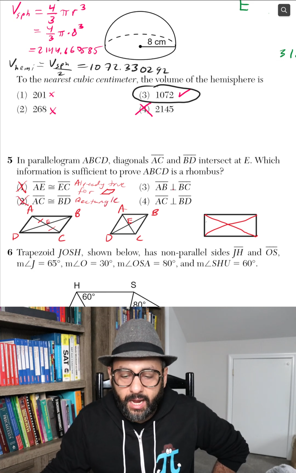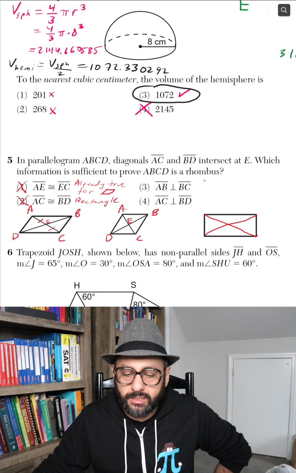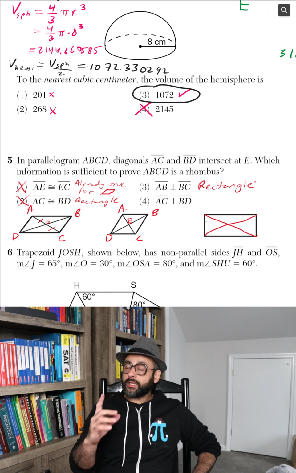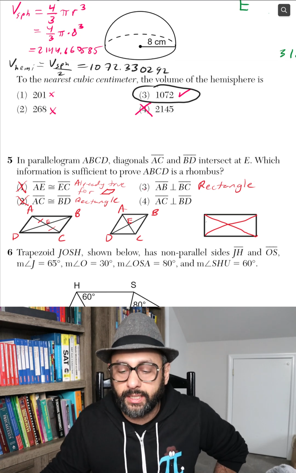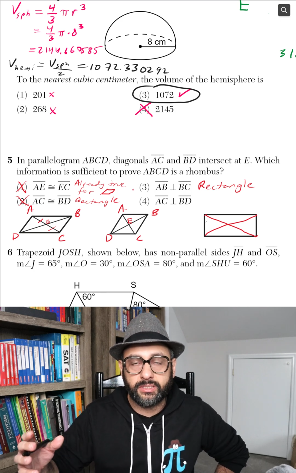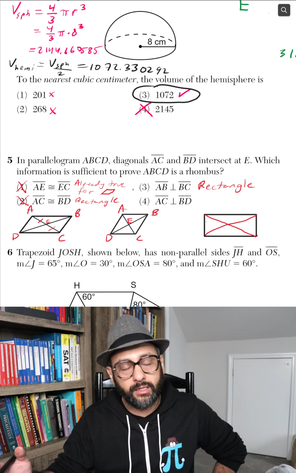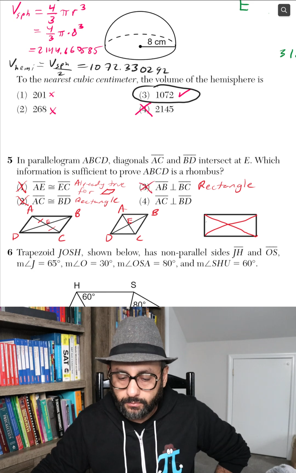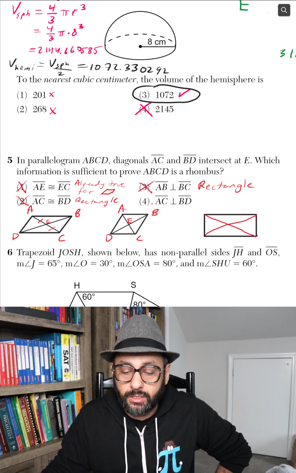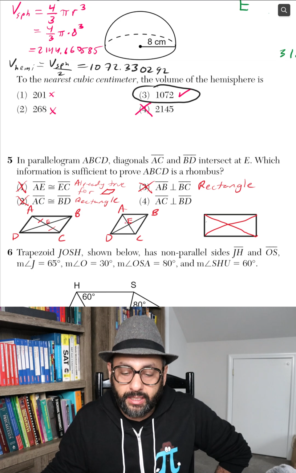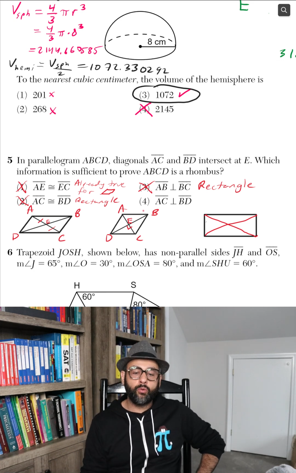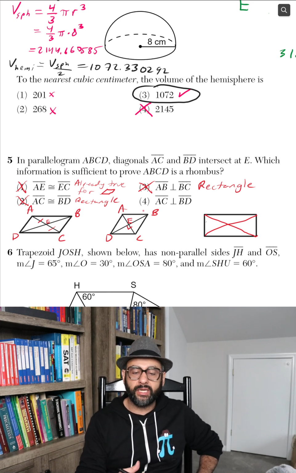Choice 3, AB is perpendicular to BC. This also makes it a rectangle, because a rectangle is a parallelogram with 4 right angles. And in fact, you could even say a parallelogram with 1 right angle, because if it's a parallelogram with 1 right angle, then all 4 angles are right angles. And that only leaves choice 4, that AC is perpendicular to BD. And that, in fact, is enough to show that the parallelogram is a rhombus.